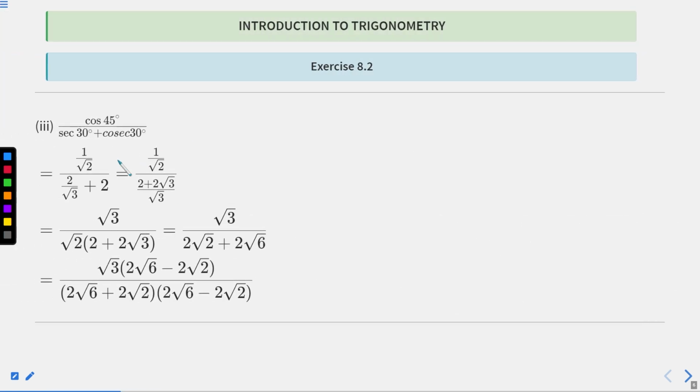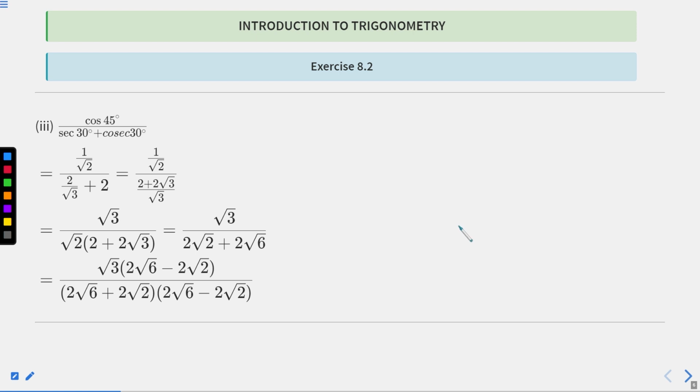So here we know the value of cos 45°, that is actually equal to 1 by root 2. And the value of sec 30° is equal to 1 by cos 30°, and we know cos 30° is equal to root 3 by 2. So sec 30° is equal to 2 by root 3, since sec 30° is basically the reciprocal of cos 30°. Okay, so the value of sec 30° is equal to 2 by root 3.